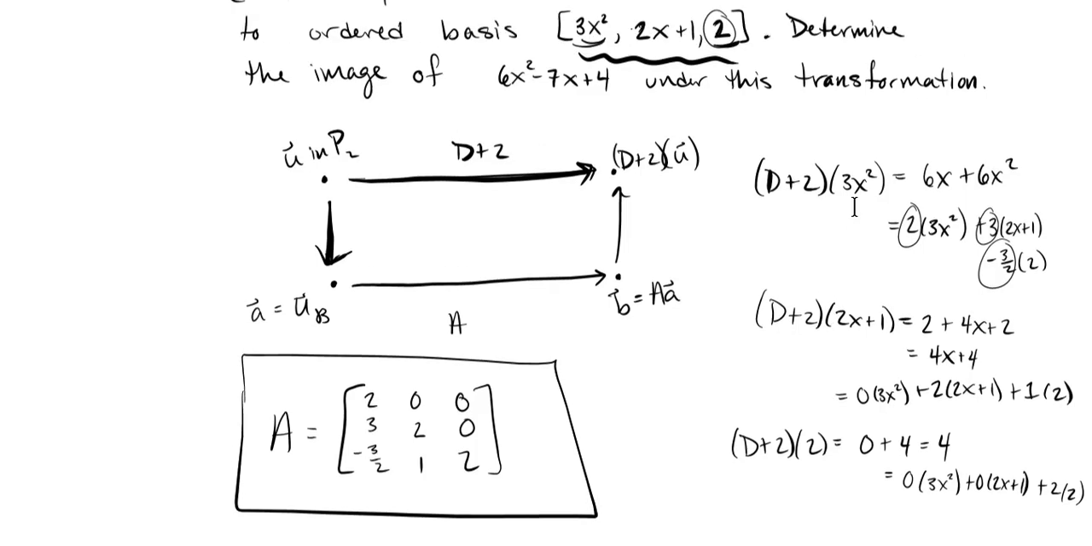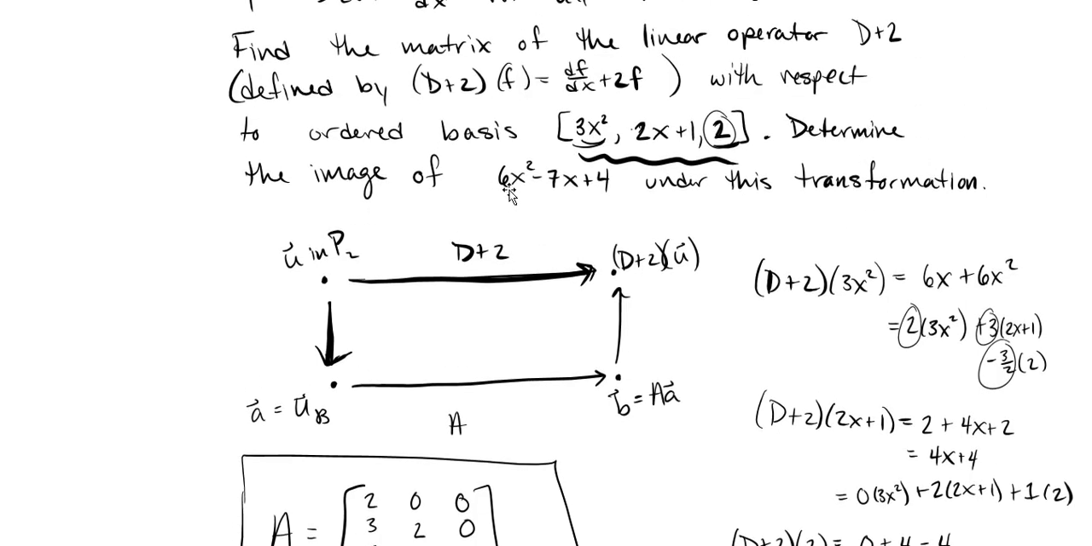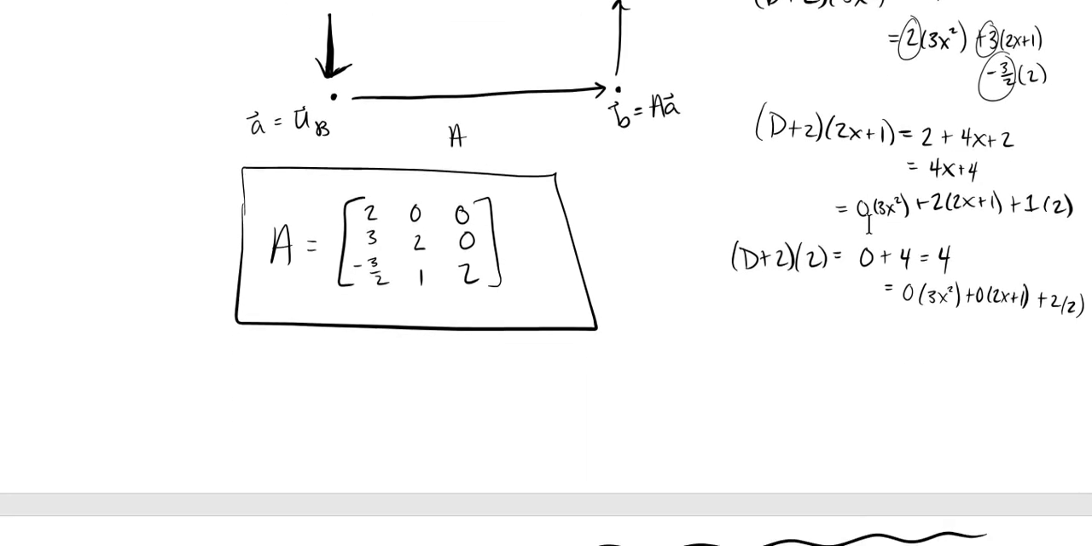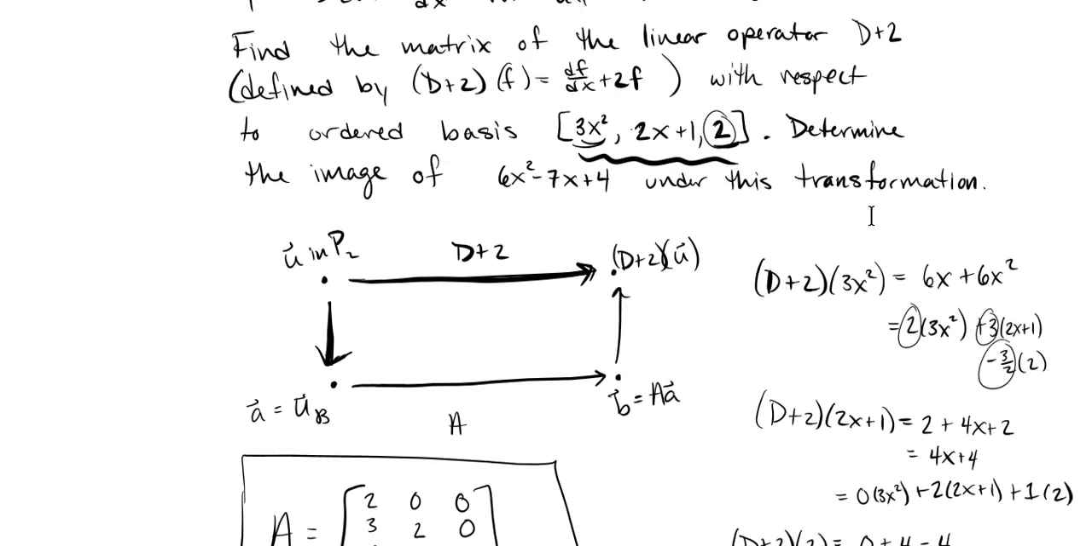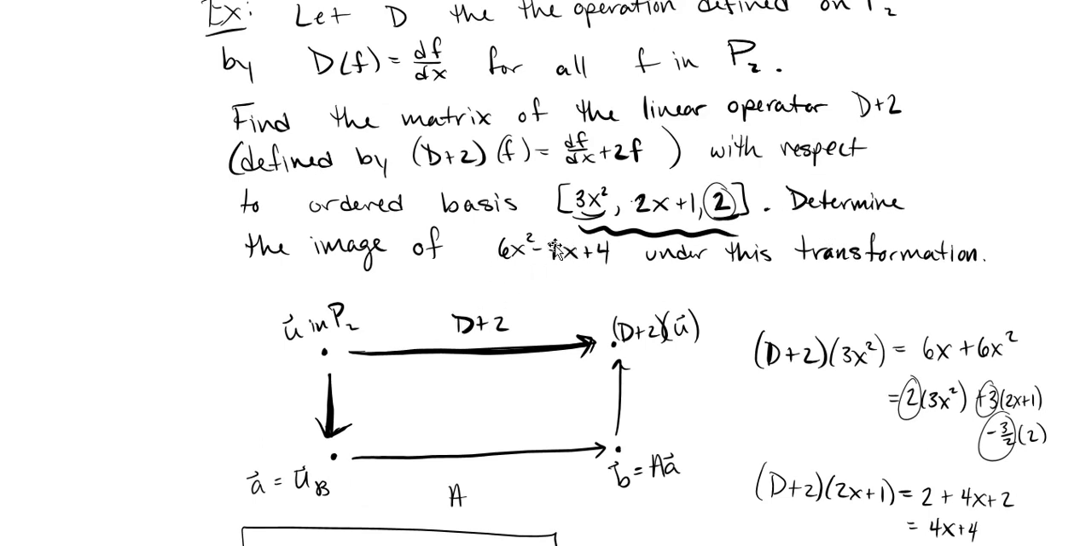So that is it. How do we actually... I mean, we could very easily answer this next part. Determine the image of 6x squared minus 7x plus 4 under this transformation. In fact, what I'm going to do is way harder than just taking d plus 2 and applying it here, right? D plus 2 applied to this thing.